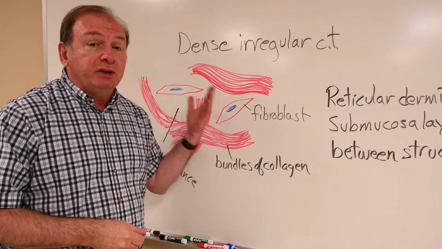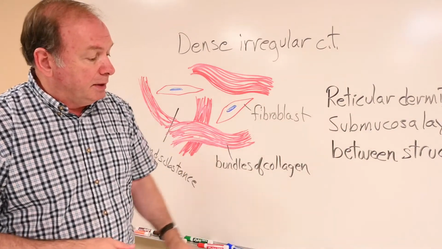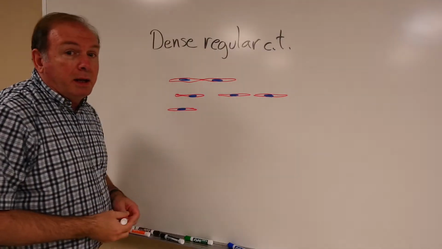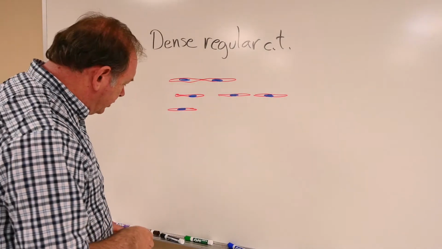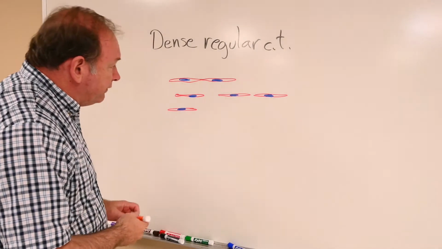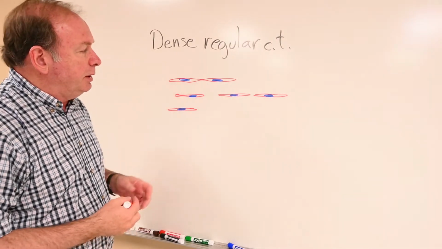Our next example, dense regular connective tissue. You will have collagen fibers that run in a straight line. Okay, now dense regular connective tissue. I think I'll draw the collagen fibers here in orange instead of red so that it shows up a little bit better.